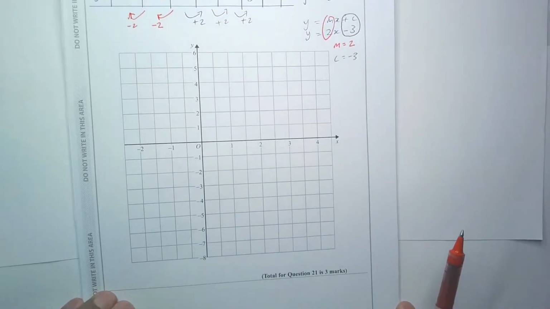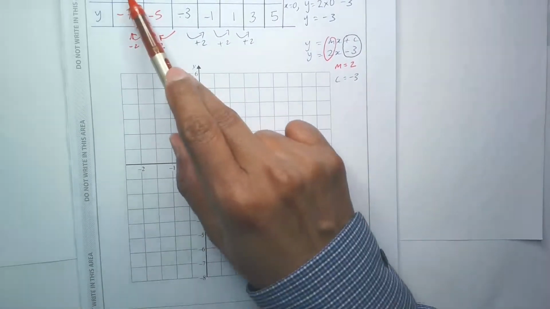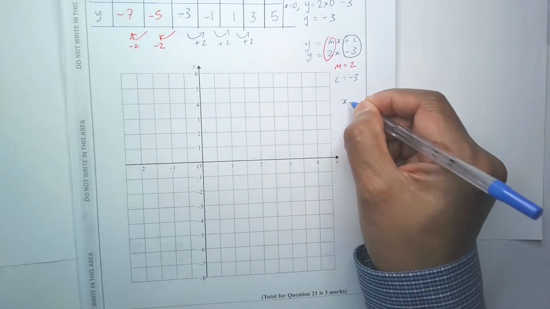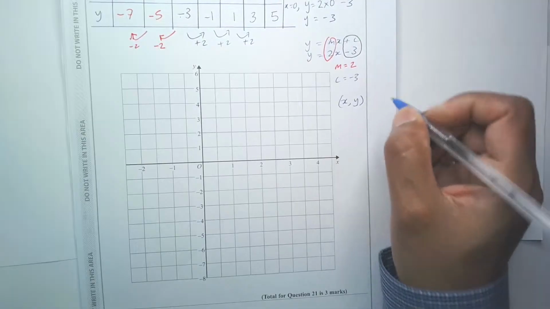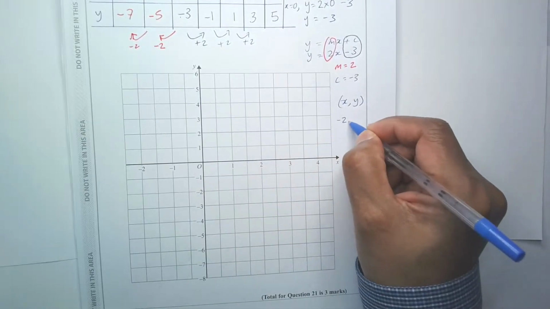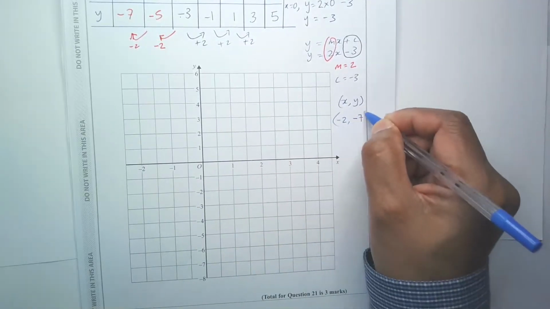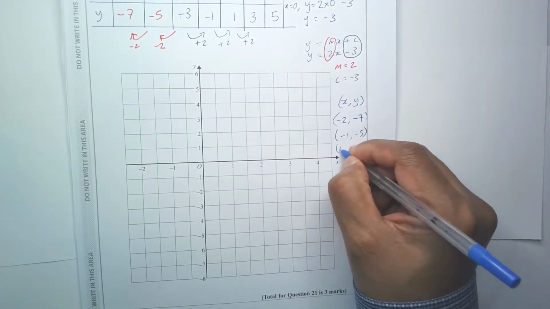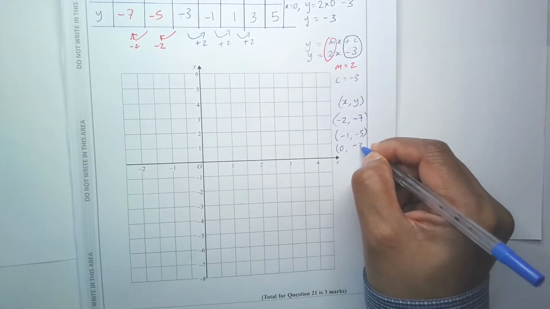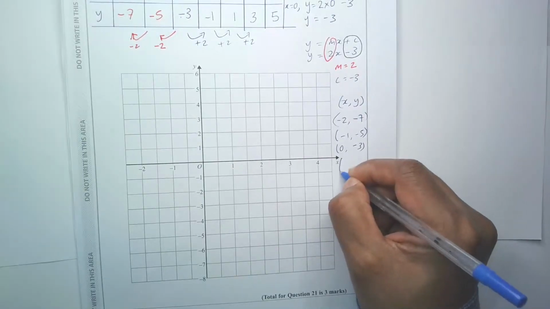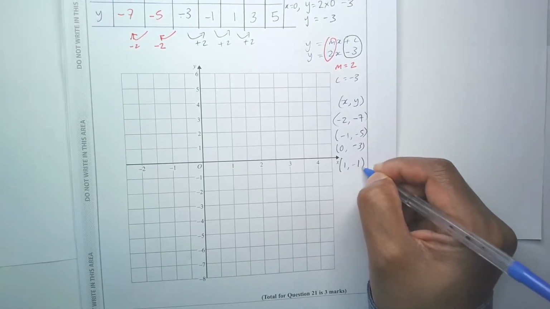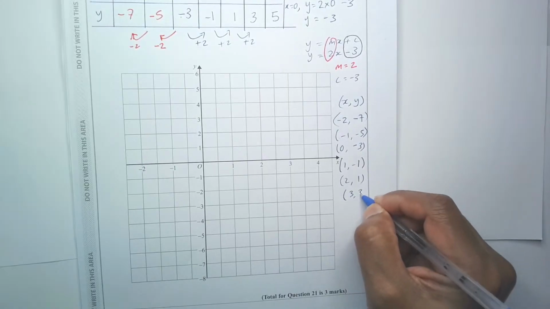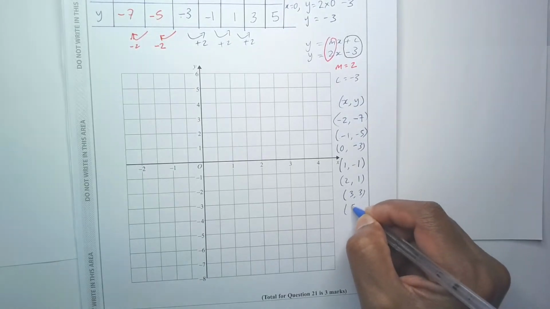And now the next part is just like before. We're going to turn these into coordinates. So along the corridor, x, up the stairs, y. So this is minus 2, minus 7, minus 1, minus 5, 0, minus 3, 1, minus 1, 2, 1, 3, 3, and then 4, 5.